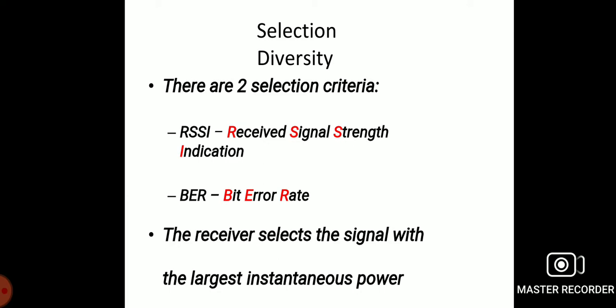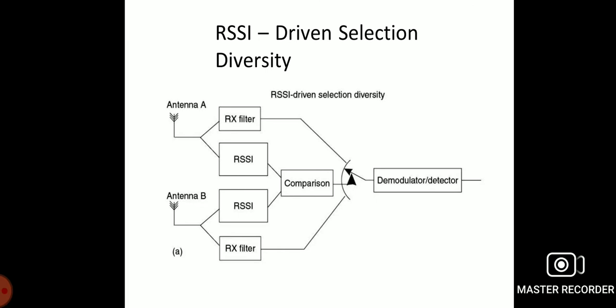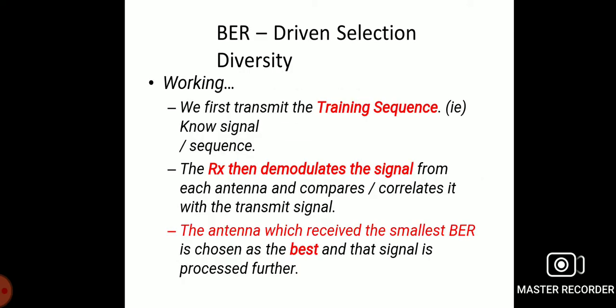Let us move to the structure of the RSSI driven selection diversity. These are the different receive filters. Antenna A and antenna B signals are compared, along with the demodulator and detector modules. Let us move to the bit error rate driven selection diversity.